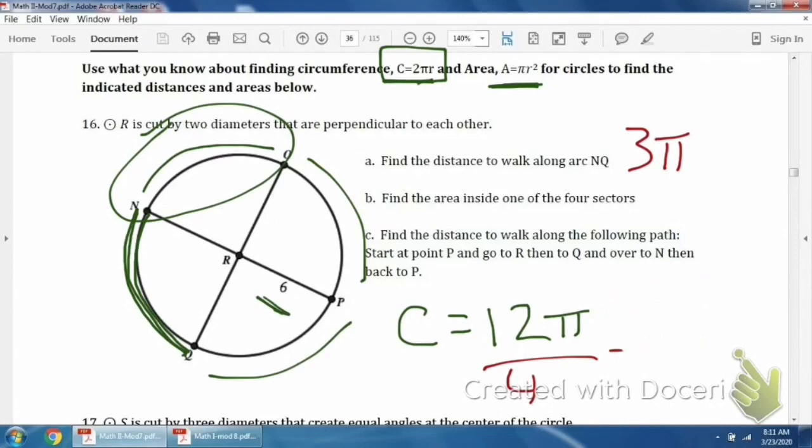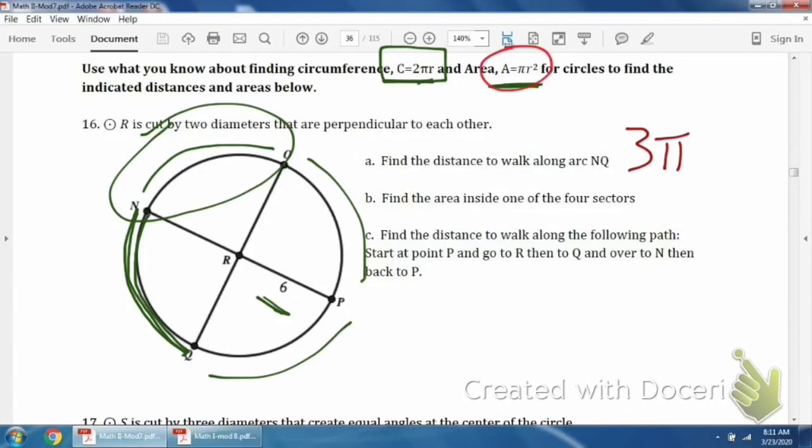So for the area, it's going to be the same thing, just different formula. So they say find the area inside one of those 4 sectors. So now we're going to use area, and so we're going to square our radius, which would make it 36. And then times pi r squared. Radius squared is 36 times pi.